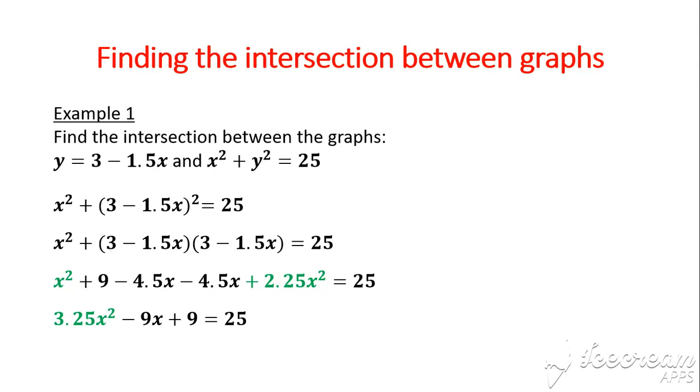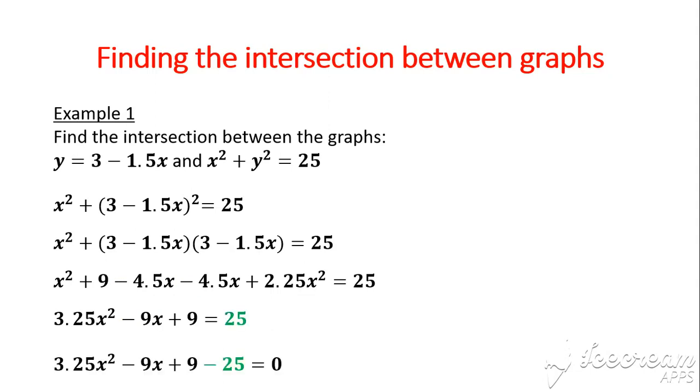Right, well we better simplify this. So we have an x squared here plus another 2.25x squared. So 1x squared plus 2.25x squared gives us 3.25x squared. We have the plus 9 all by itself. And we have minus 4.5x minus 4.5x gives us minus 9x.